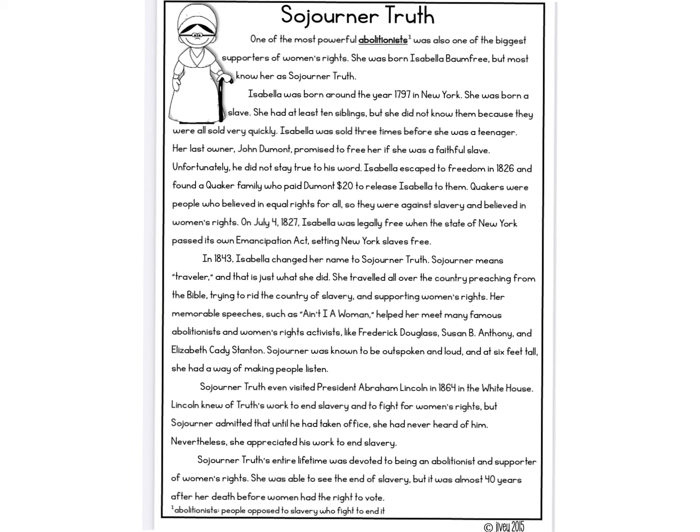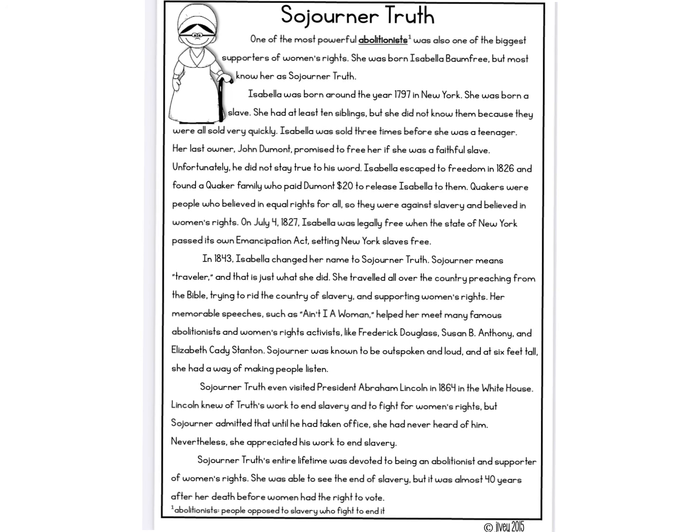Sojourner was also known to be outspoken and loud, and 6 feet tall. She had a way of making people listen. Sojourner even visited President Abraham Lincoln in 1864 in the White House. Lincoln knew of Truth's work to end slavery and fight for women's rights, but Sojourner admitted that until he had taken office, she had never heard of him. Nevertheless, she appreciated his work to end slavery.